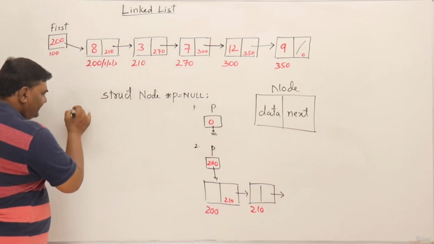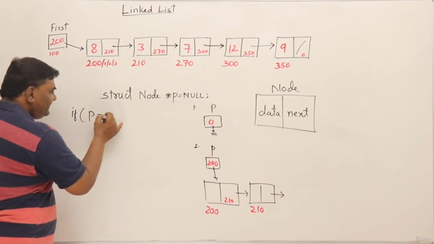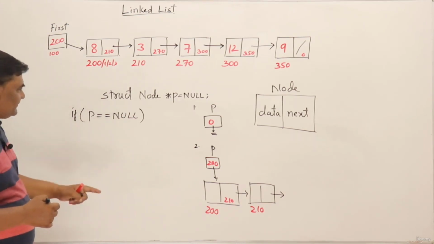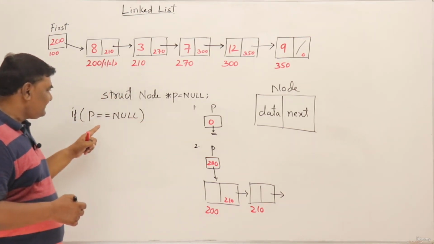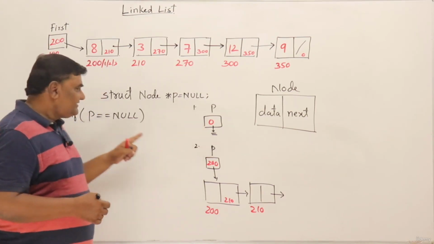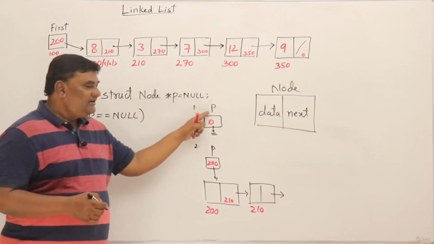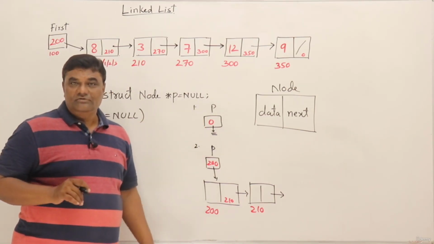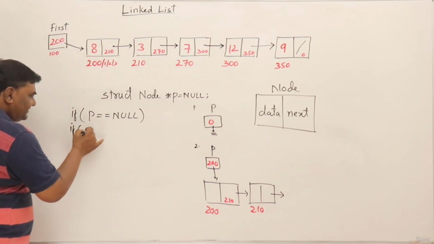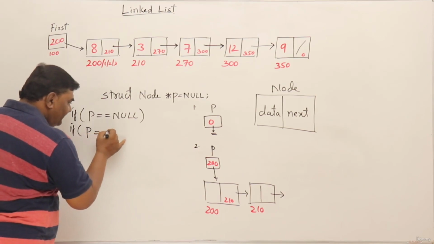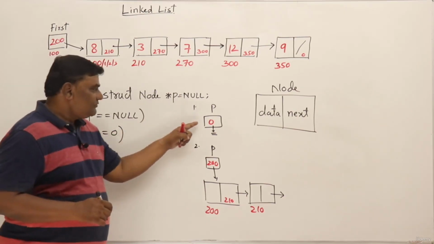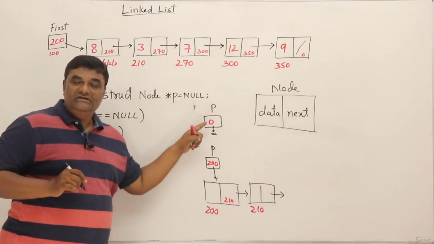So if I write first condition, if P is equal to null. Out of these two cases, in which case will this condition be true? P is equal to null. In this case, it will be true. So this will be true if pointer P is not pointing on any node. It's not pointing anywhere. And second condition, if I write if P is equal to 0, then out of these two cases, which condition will be true? This will be true, that P is having 0, means P is not pointing on any node.